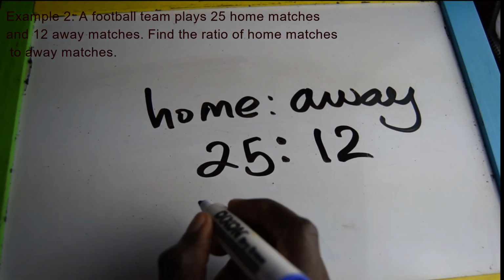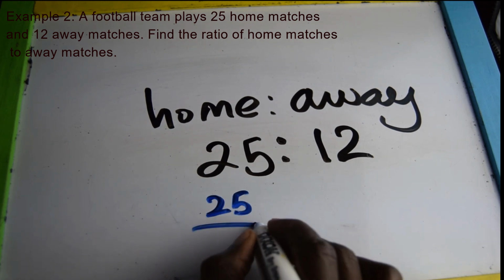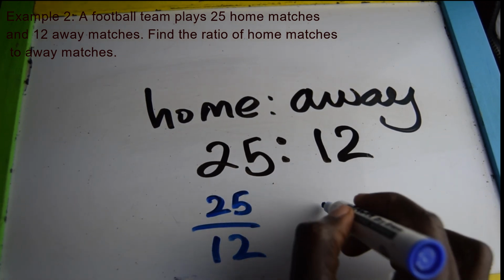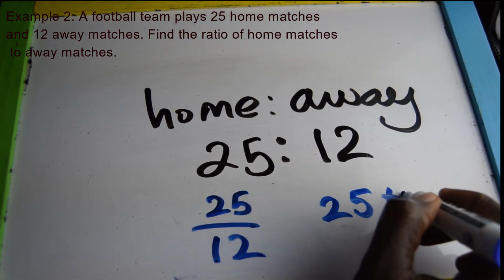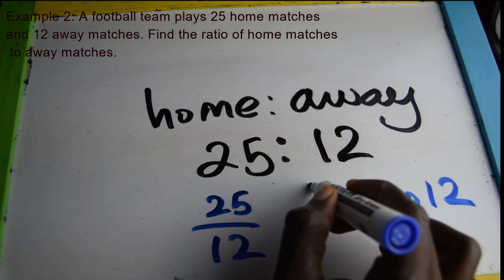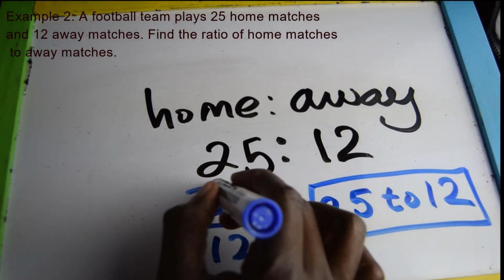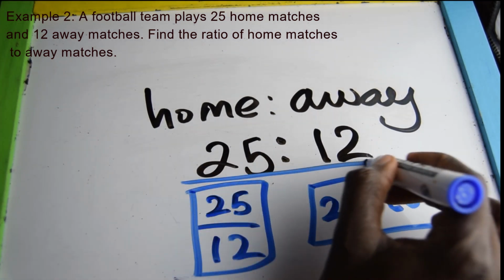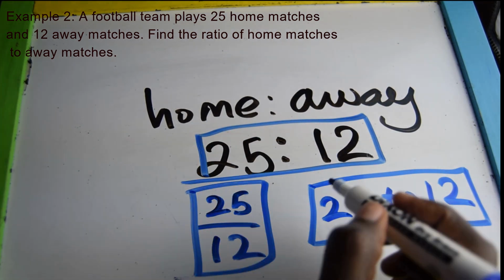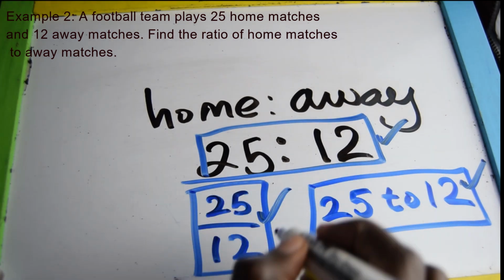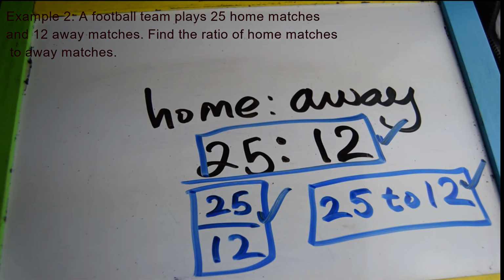If you write your answer as 25 to 12, 25:12, or 25/12, you still get it correct. So this is correct, that is correct, and that here is correct. So you can choose whichever method you want to use.